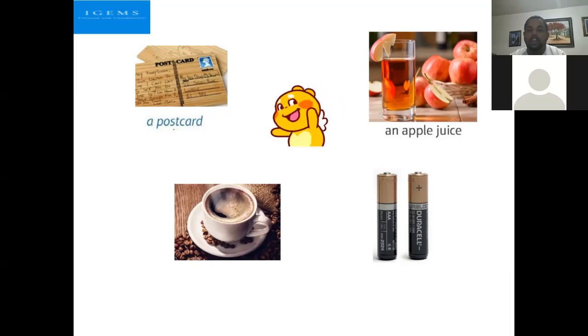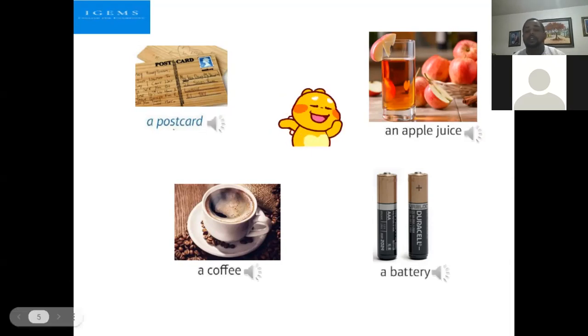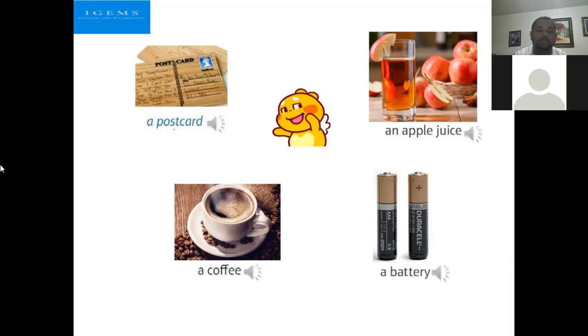Apple juice. An apple juice, that's right. And what is next? A coffee. Okay, a coffee. And then after that? A battery. A battery, that's right. Or pretty much batteries, because it's a plural. That is correct. So let's continue.